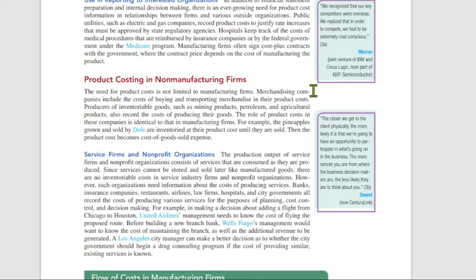But on the manufacturing firms, we purchase materials at its raw state and then we convert it until we make it into a finished goods inventory. For example, the pineapples grown and sold by Dole are inventoried and at their product cost until they are sold. Then the product cost becomes cost of goods sold expense. Okay.